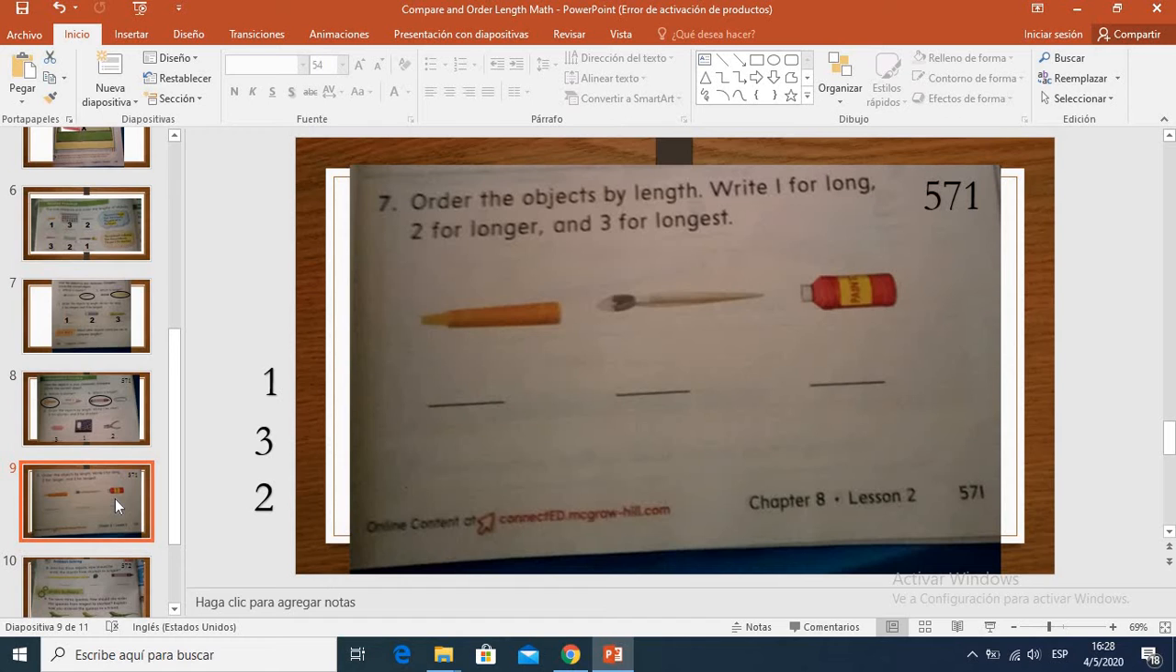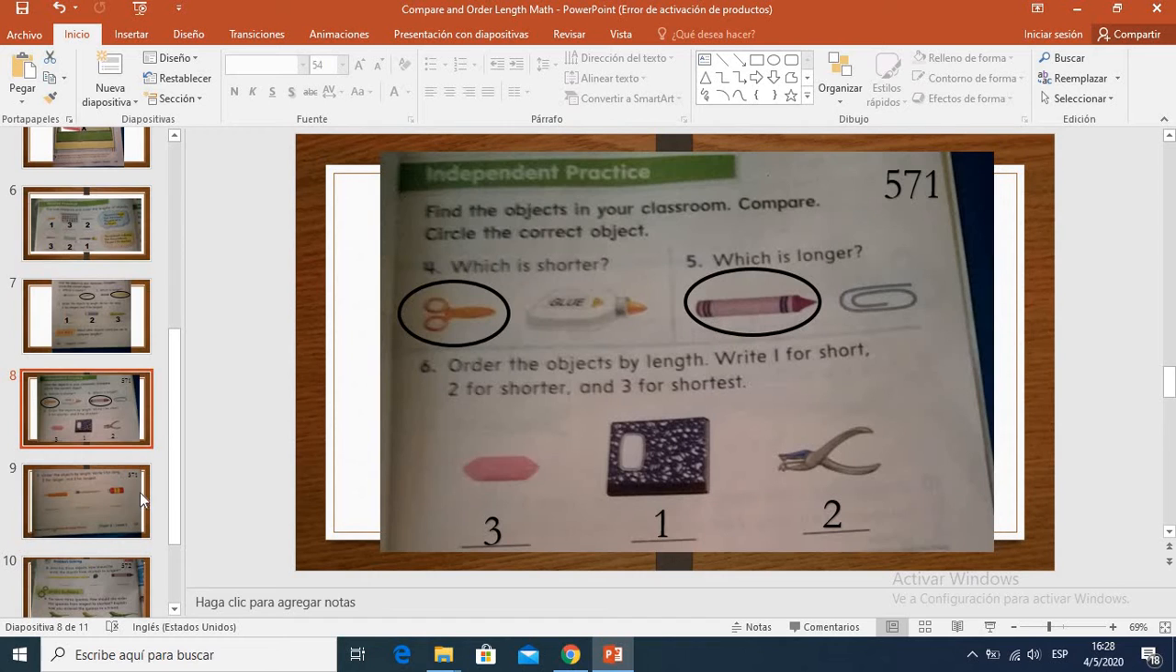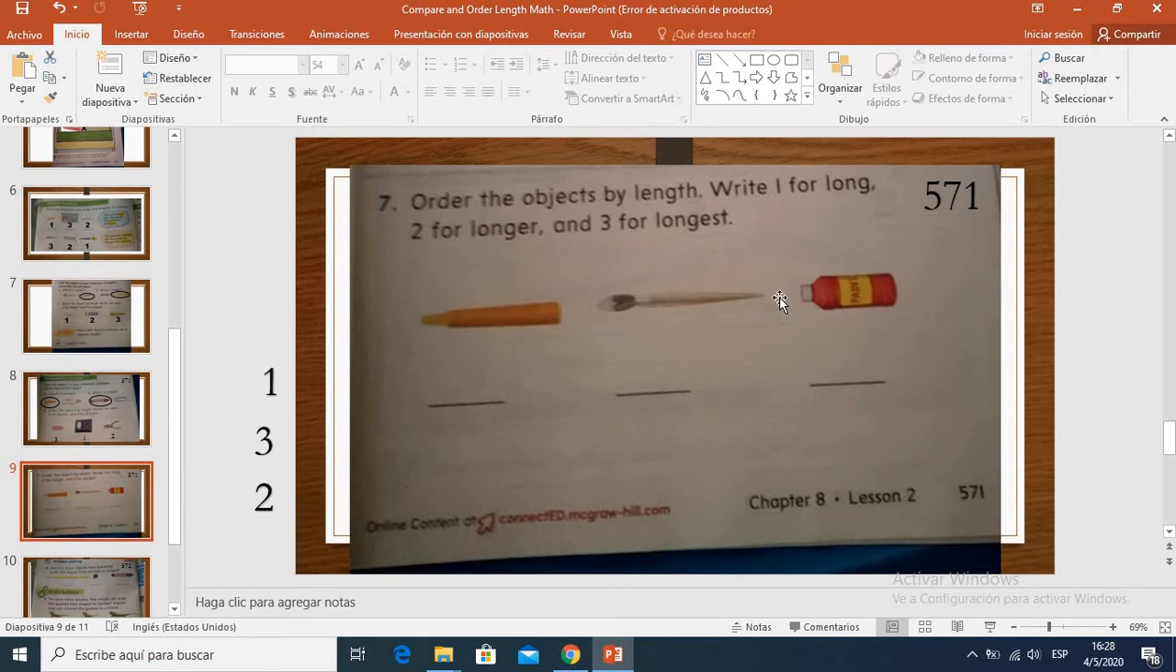571. We're going to do the same. Ready? Now, in this case, we're going to write 1 for long, 2 for longer, and 3 for longest. Now, it's not about short objects. Not about short objects. It's about long objects. We have a crayon, we have a paintbrush, and we have a bottle of paint. Okay? So, which one is the longest? Let's start with the longest. For longest, we need to write the number 3.